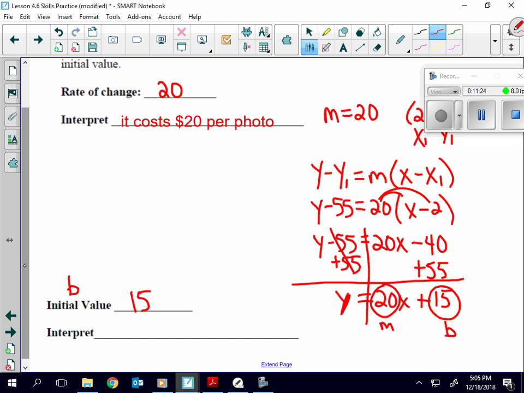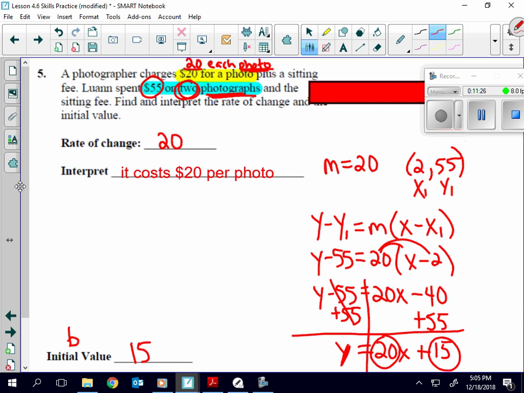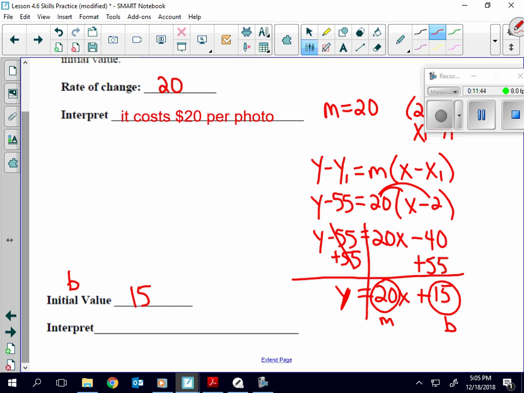What happens in the beginning here? A photographer is charging money for a photo and a sitting fee. Well, in the beginning, there's a sitting fee. That's what you start paying off. You start paying a sitting fee and then you get charged per photo. So the beginning fee is the sitting fee. So in this case, it's a $15 sitting fee. These can all be worded in different ways. I'm not worried about you having exactly what I have. There's room to work there. All right, so that's number 5.